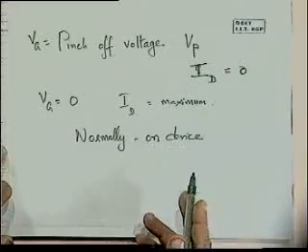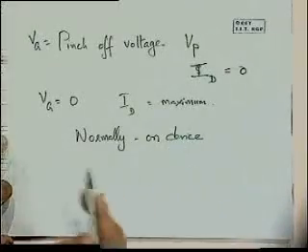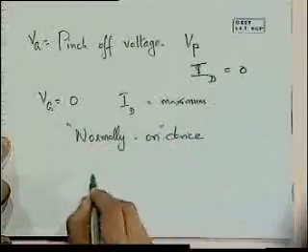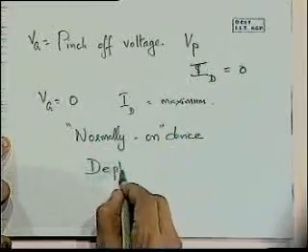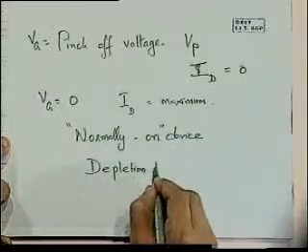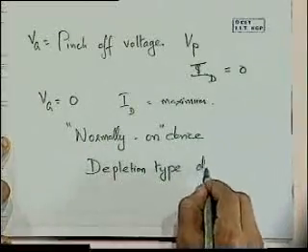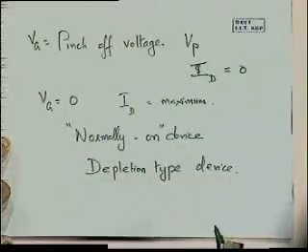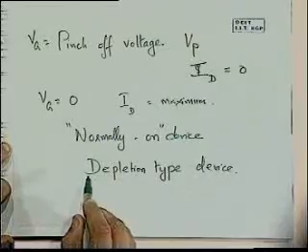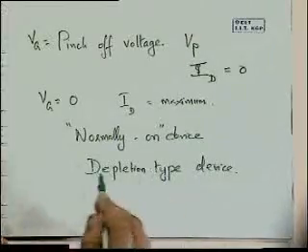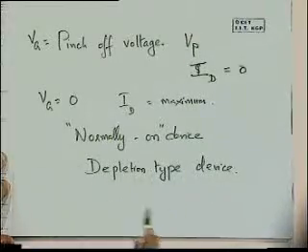So if you do nothing to the gate, it's on. If you apply a voltage to it, it goes off. So in that sense, it's referred to as a normally on device. It is also referred to as a depletion device, a depletion type device, because it is the depletion width, the depletion in the channel, that is regulating the flow there.